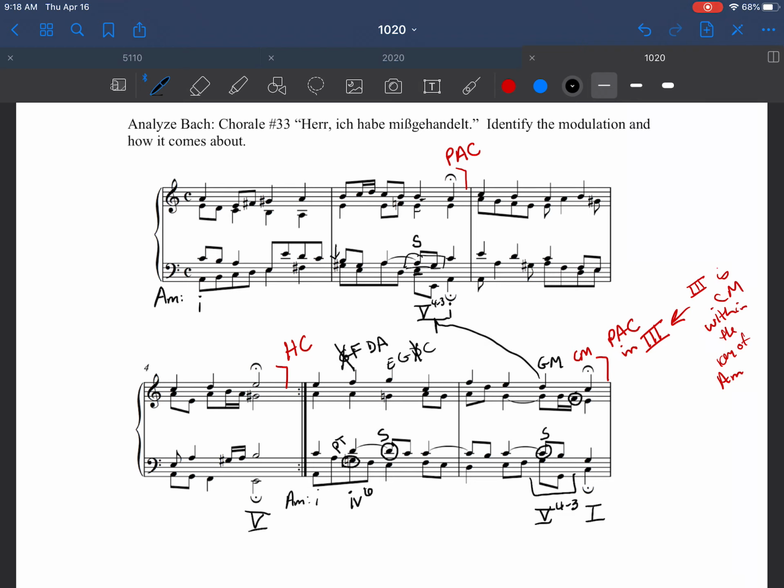But this is a suspension, and it is a 7-6 suspension based on the intervals above the bass. E to D is a 7th, and E to C is a 6th. So I'm left with CEG as my chord, or EGC, if you prefer to just look at what I've written above the staff here. CEG is 3 in A minor, and it is in first inversion because the E is in the bass.